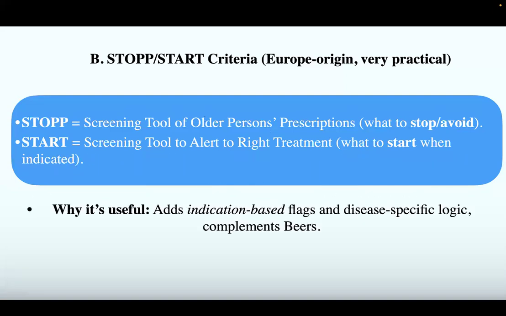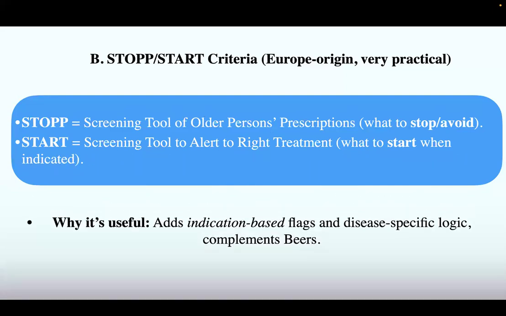Why is it useful? Because it adds indication-based logic. Why you are doing it is very strong behind the STOPP and START criteria. It is indication-based, and it gives disease-specific logic also. So basically, it complements Beers. As I said earlier at the start of the STOPP and START theory, simultaneously it makes a better pair if you are going with the Beers criteria and checking STOPP and START criteria as well.